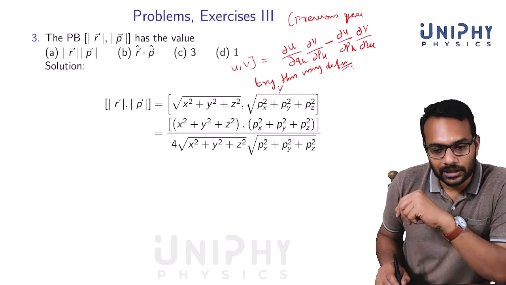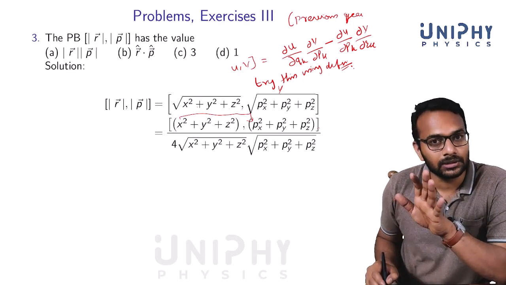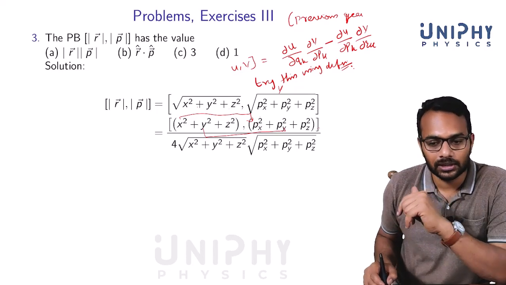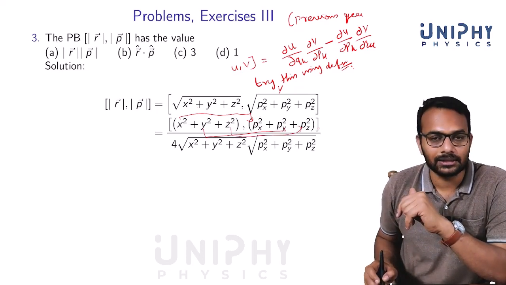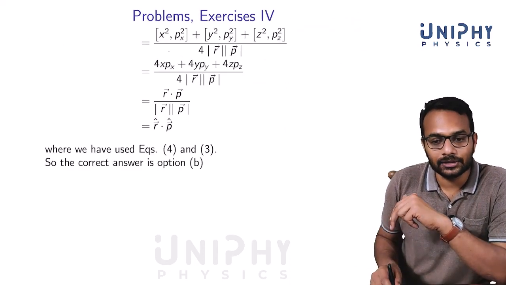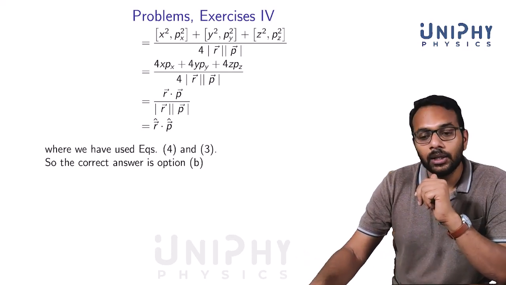So if you take the non-zero Poisson brackets here, you'll have {x square, px square}. That's the only non-zero term. Similarly, you'll have {y square, py square}. That's the only non-zero term. Similarly, {z square, pz square}. All other terms are 0. That's exactly what we'll do here. It's {x square, px square} plus {y square, py square} plus {z square, pz square}.